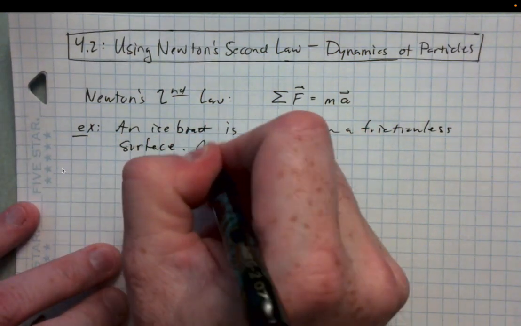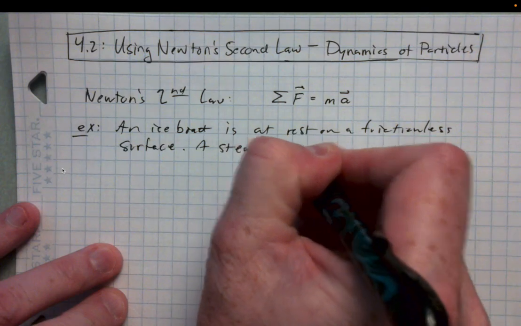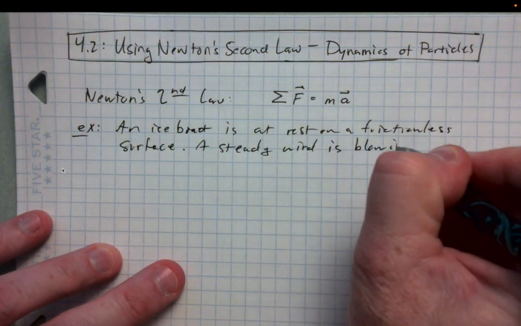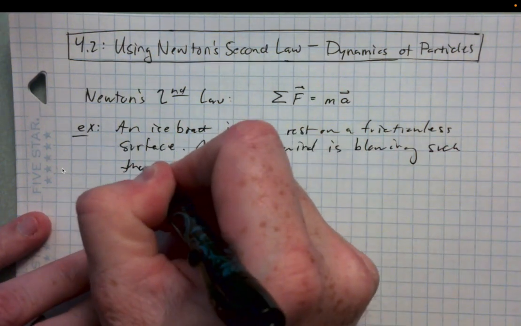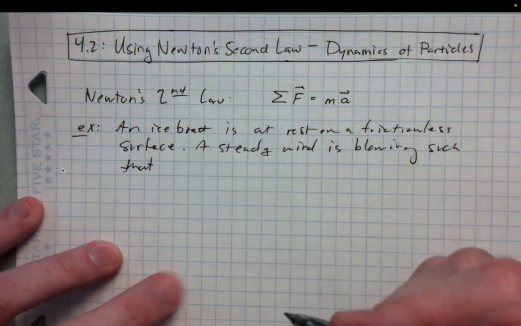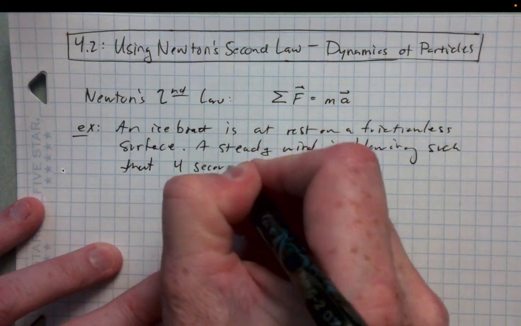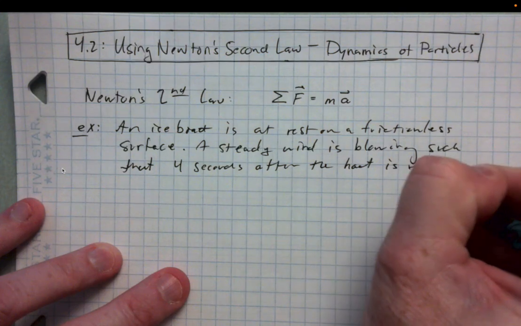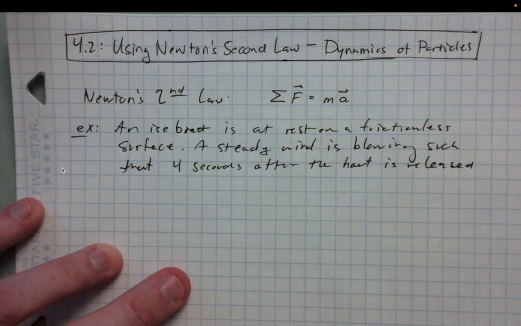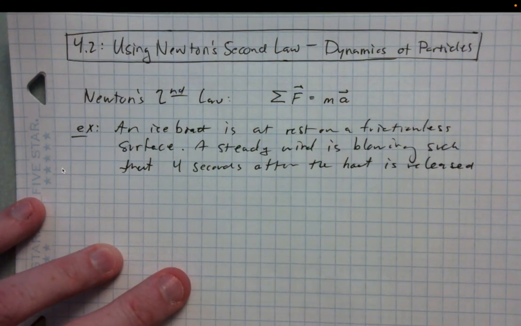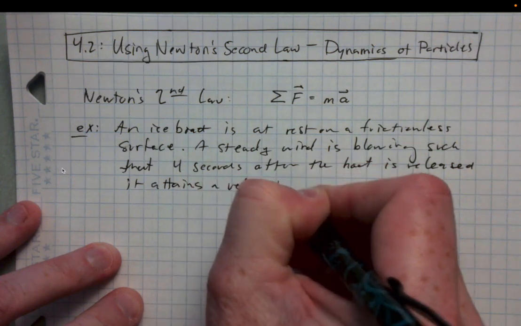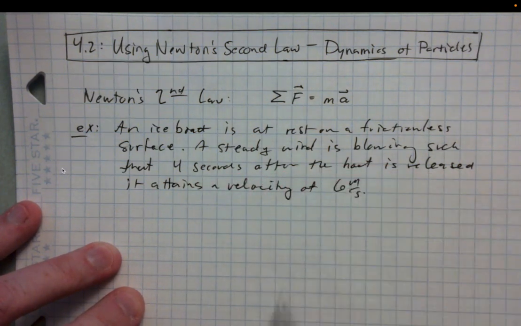A steady wind is blowing such that 4 seconds after the boat is released, it attains a velocity of 6 meters per second. Okay. All right.